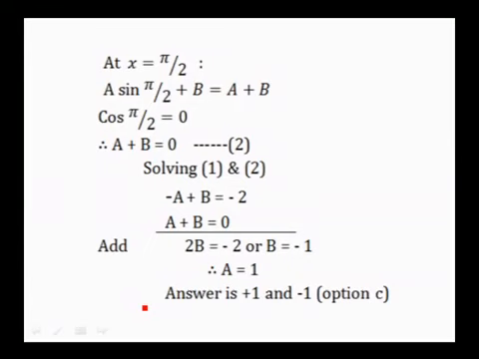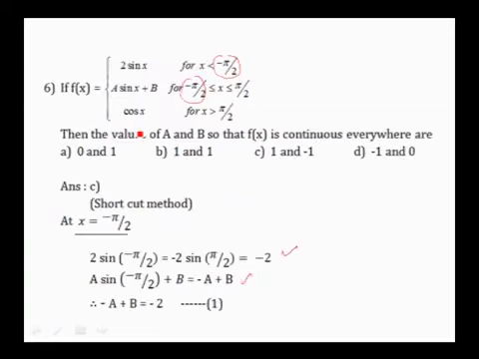Similarly, if you take the right one, x equals pi by 2: a sin pi by 2 plus b. In the first one, it is a plus b. Cos pi by 2 in the second one is 0. These two must also be same. So here, if you put x equals pi by 2, a sin pi by 2 plus b, that is a plus b. And in the other, if you put x equals pi by 2, cos 90 is 0. So this is a plus b must be equal to 0.